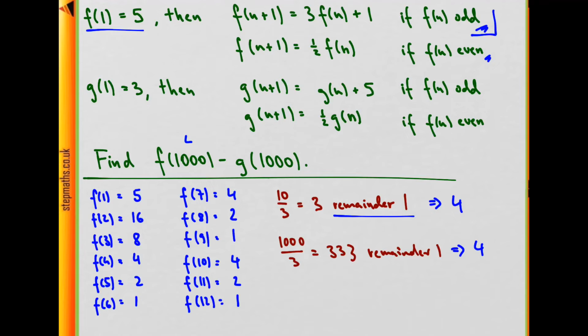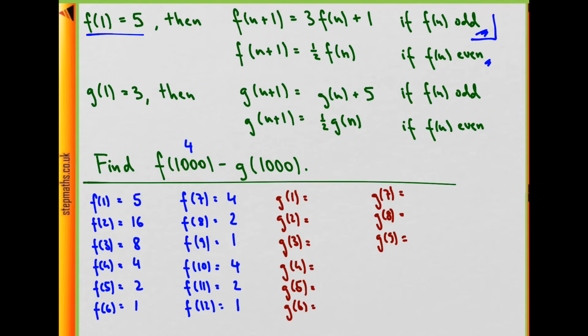So let's write it down here and look at G now. Let's get started. We have G of 1 is 3, which is an odd number, and according to this recipe, we need to add 5 to it. And 3 plus 5 is 8. Then that's an even number, so we just divide by 2. 8 divided by 2 is 4. Again, even, we use the second formula. That gives us 2, 1.